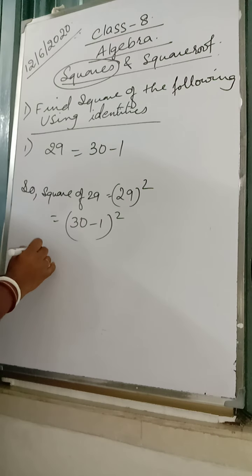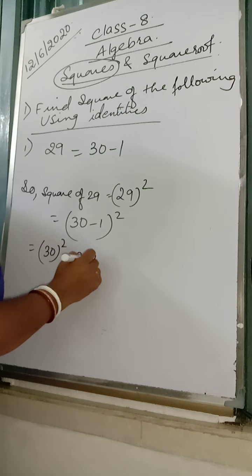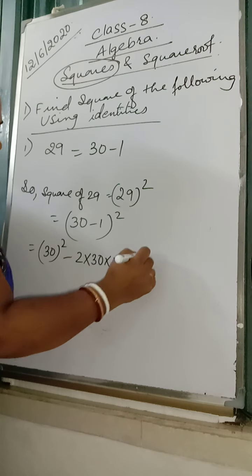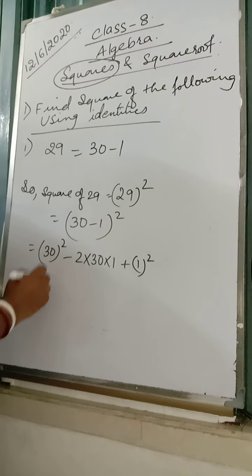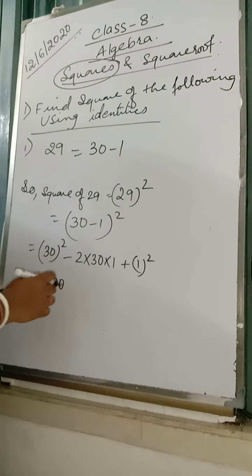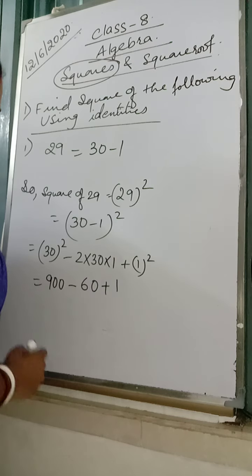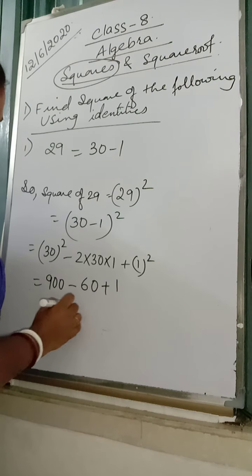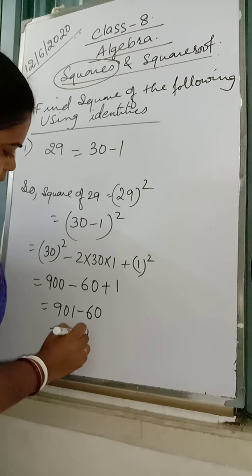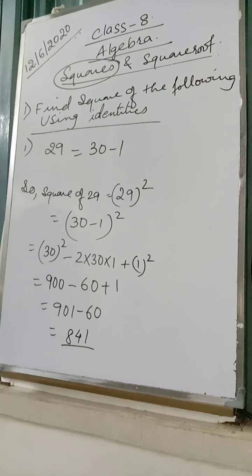The formula is a square minus 2ab plus b square. Now 30 square, 3 3s are 9, so 900, then 2 zeros, 2 into 30 is 60, plus 1, so 901 minus 60. This gives you 841. So this is the square of 29.